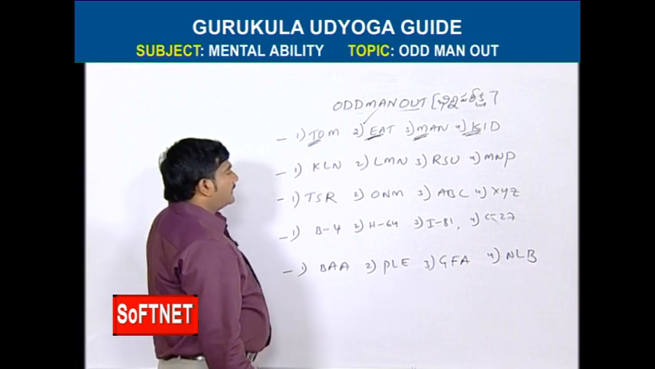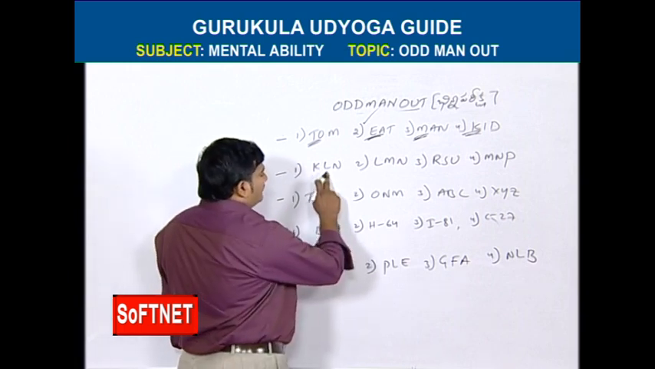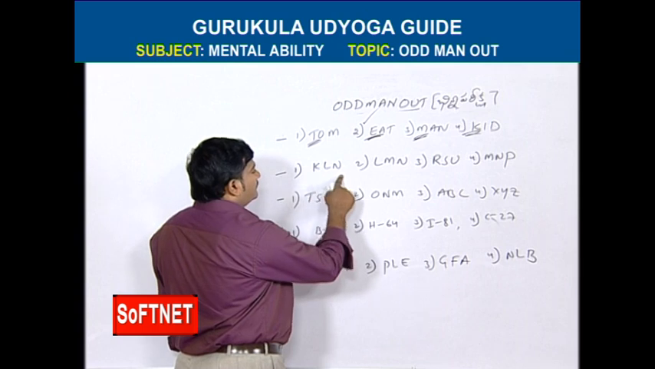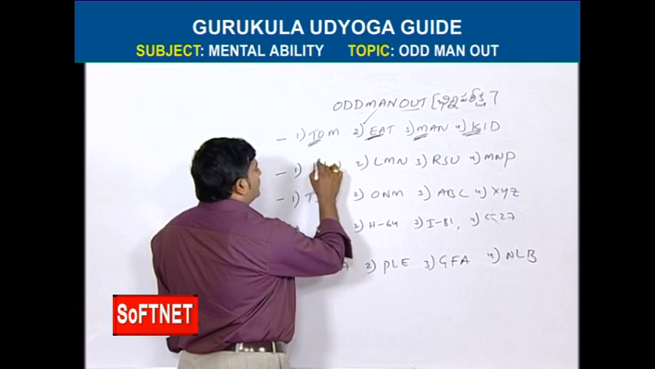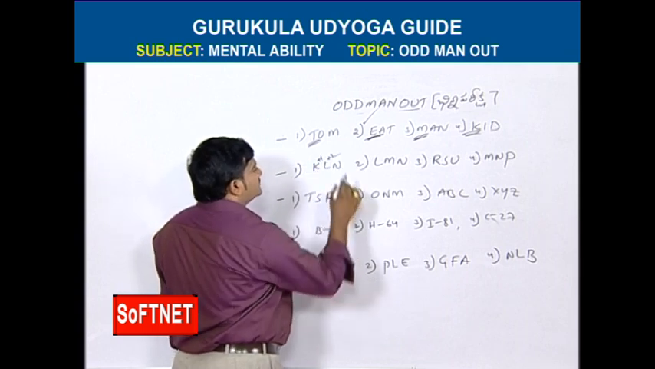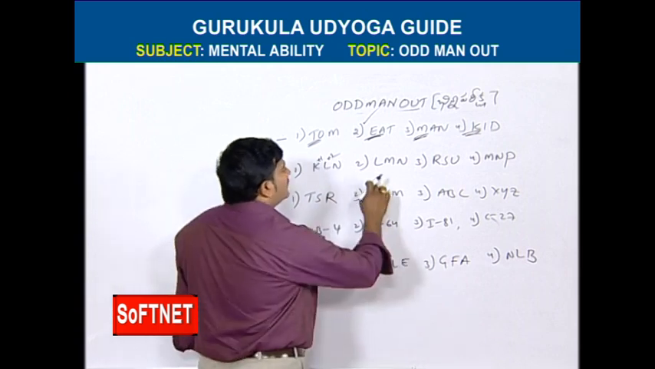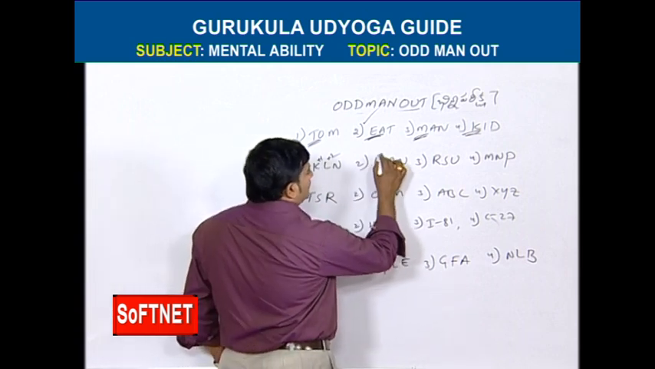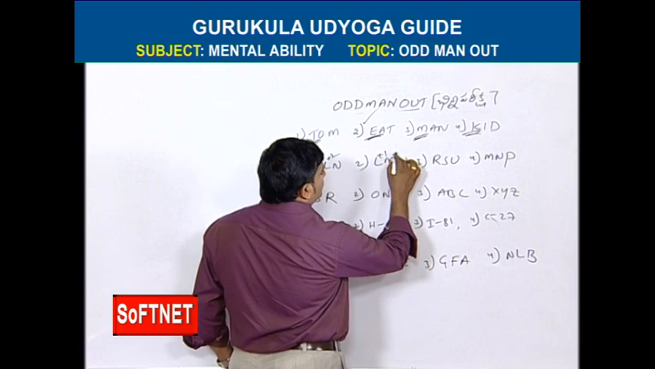Next, K L N. K means 11, then 12, 14. 11 to 12 means plus 1. 12 to 14 means plus 2. Plus 1, plus 2. And 12, 13 means plus 1. 13, 14 means plus 1.